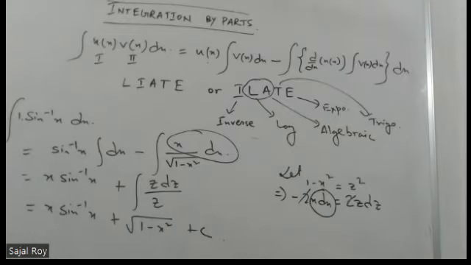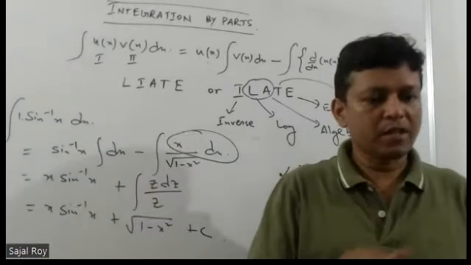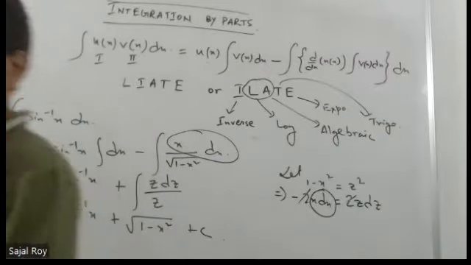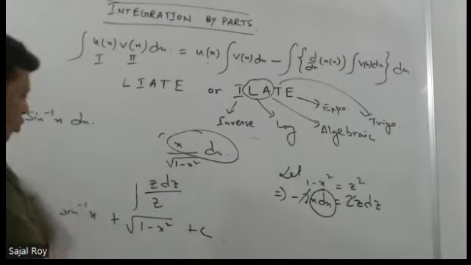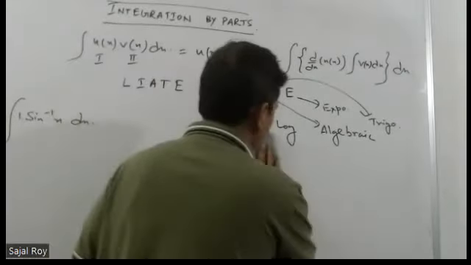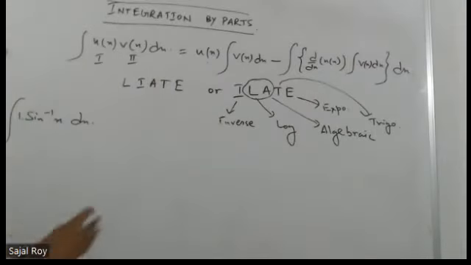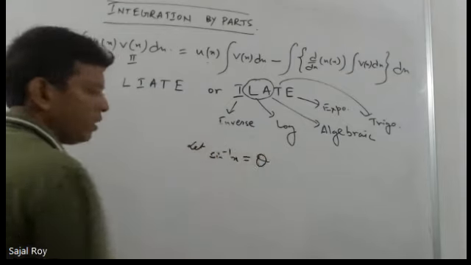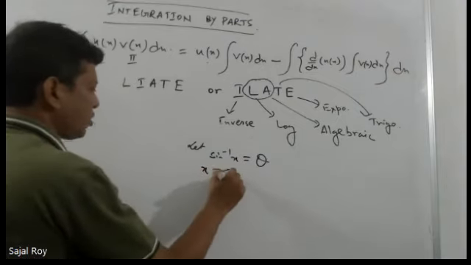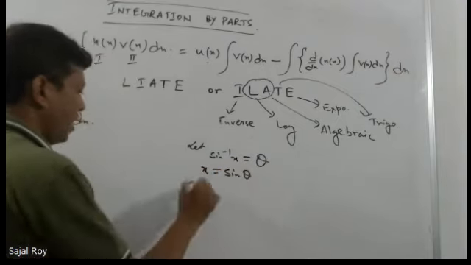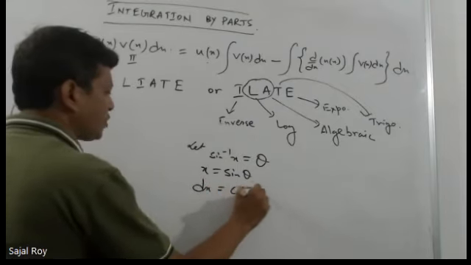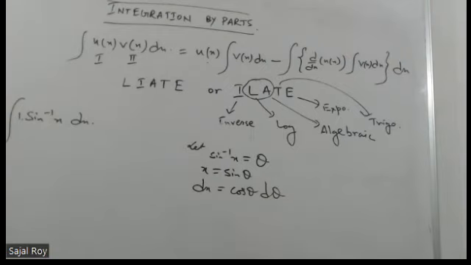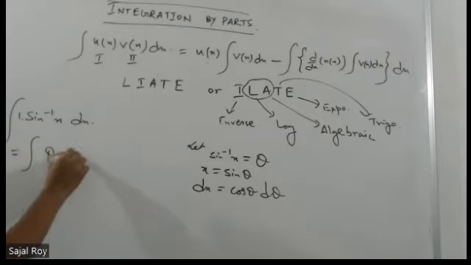Another way. I'm just giving you all the possibilities, all the tricks gradually, gradually increasing your concept. So what can we do next? Suppose I substitute sin inverse x equal to theta. So x is equal to sin theta, right? And what is your dx? Dx is cos theta d theta, right? So this is equal to theta cos theta d theta.